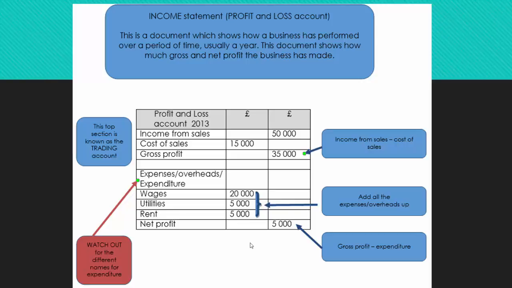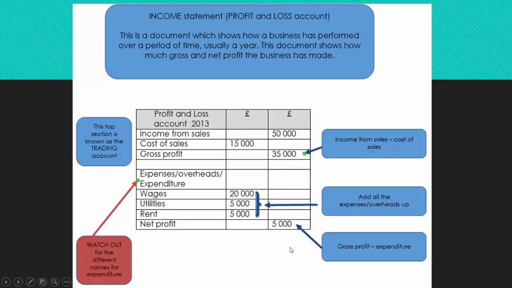But if I was going to talk about this, I'd probably start chronologically, and I'd probably start at the top and move down. So I'd probably comment on income from sales. So the business received £50,000 income from sales. This is the money that they received, and explain sort of what the income from sales means. I'd then talk about the cost of sales. What does the cost of sales mean, and how much was it? Talk about gross profit and how much they were left with, and then talk about the expenses and the overheads and what they were left with.